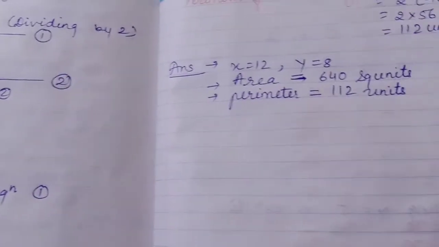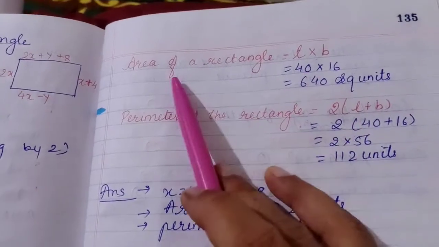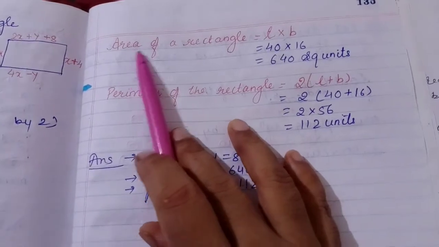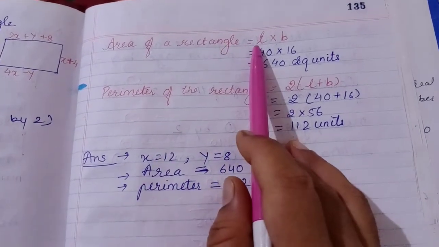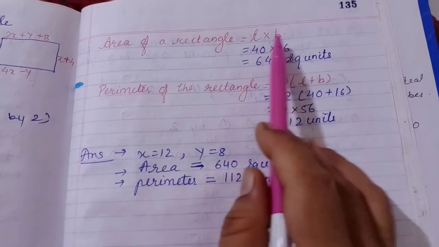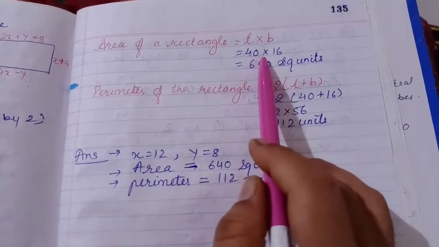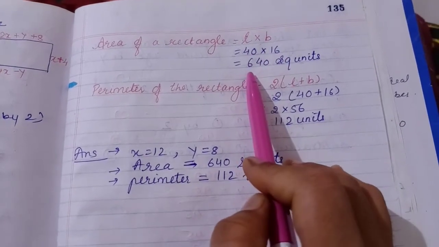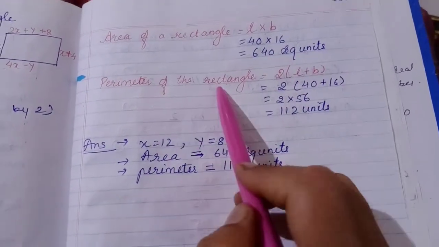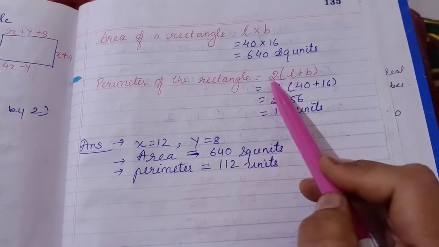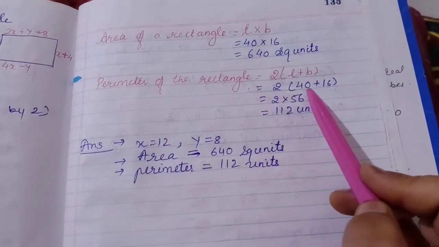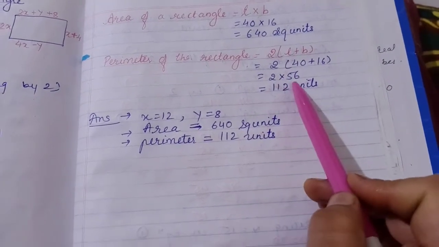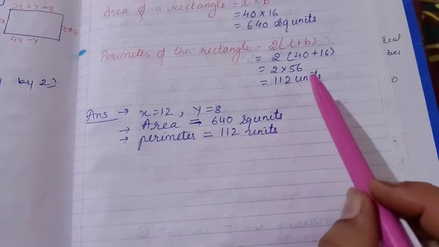Now as we are already aware of the values of x and y, we have to find the area of the rectangle and the perimeter of the rectangle. As we have studied earlier in our previous years, the area of a rectangle is equal to length into breadth. So by substituting the values of length and breadth, we get 40 into 16, that is 640 square units. The perimeter of the rectangle, the formula is 2 into (length plus breadth). So 2 into (40 plus 16) in the bracket. As we add this, we get 56, and 2 into 56 will be 112 units.